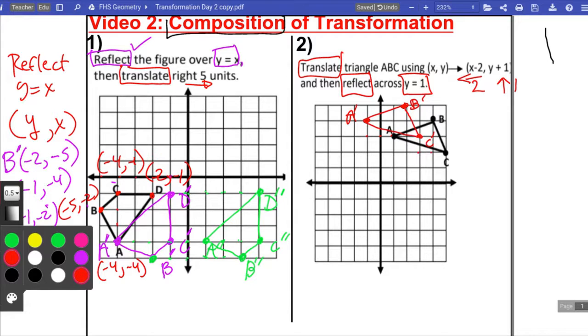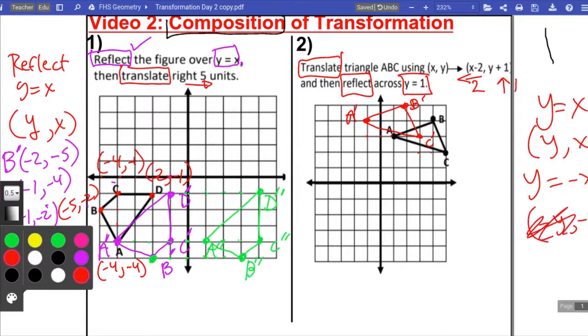So we're reflecting over a number. I taught you how to reflect over x, and over negative x. That would be, what was it? I believe it was just a negative somewhere. I don't recall, so I'm just going to delete that because I can't think right now.